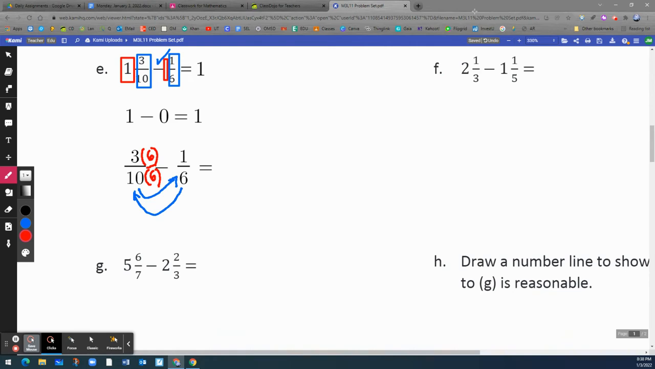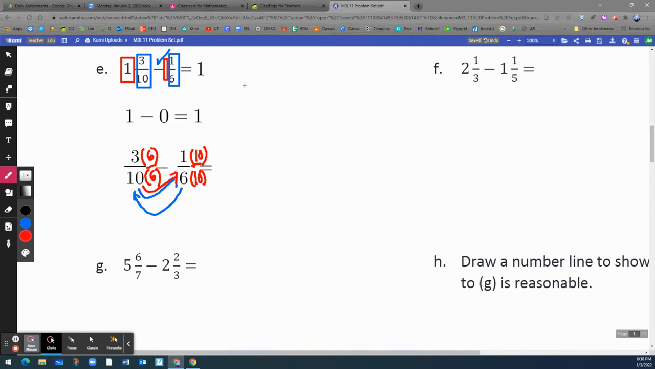Now, let's multiply 1/6 times the opposite denominator. What is the opposite denominator of 6? The opposite denominator of 6 is 10. And now, if we multiply the denominator by 10, the numerator has to be multiplied by 10 as well. Okay? So now we have set up our multiplications there, my friends. And now we can solve it.